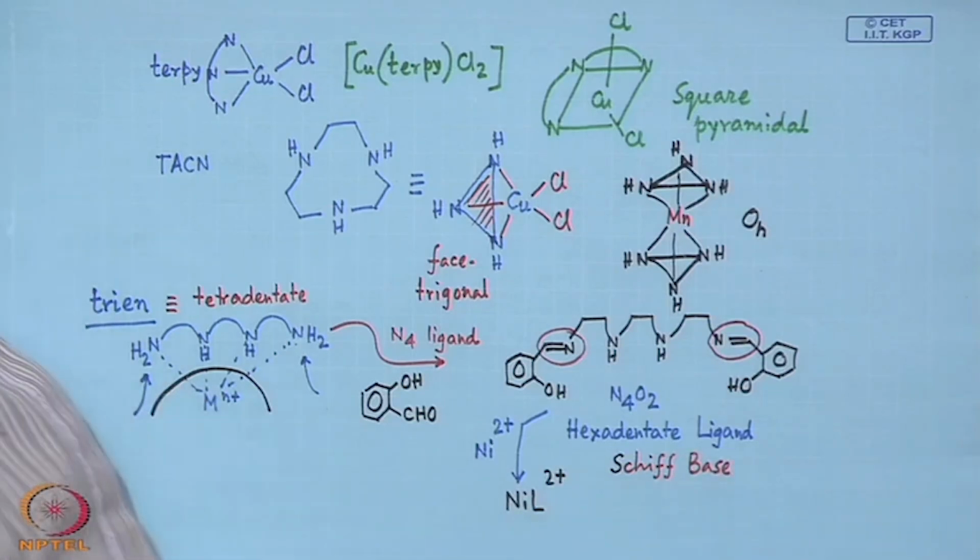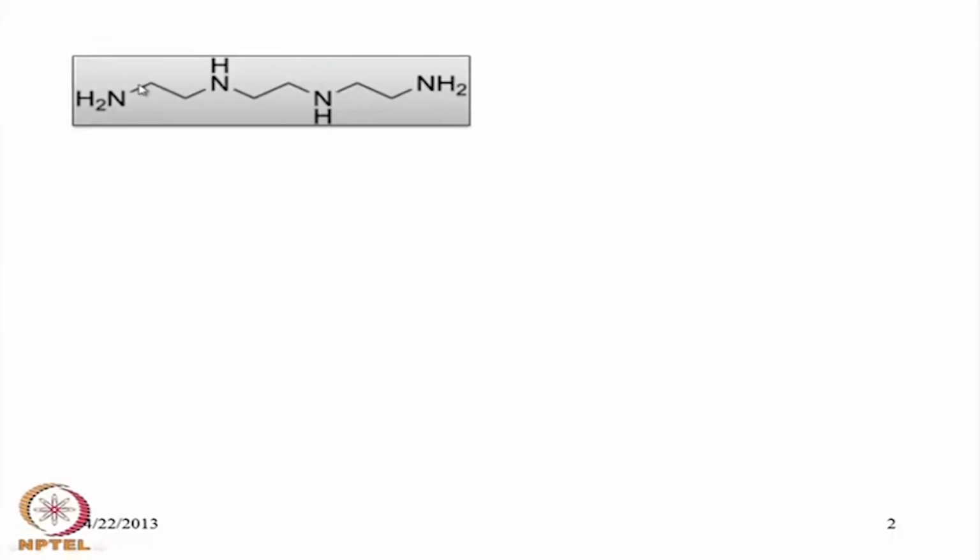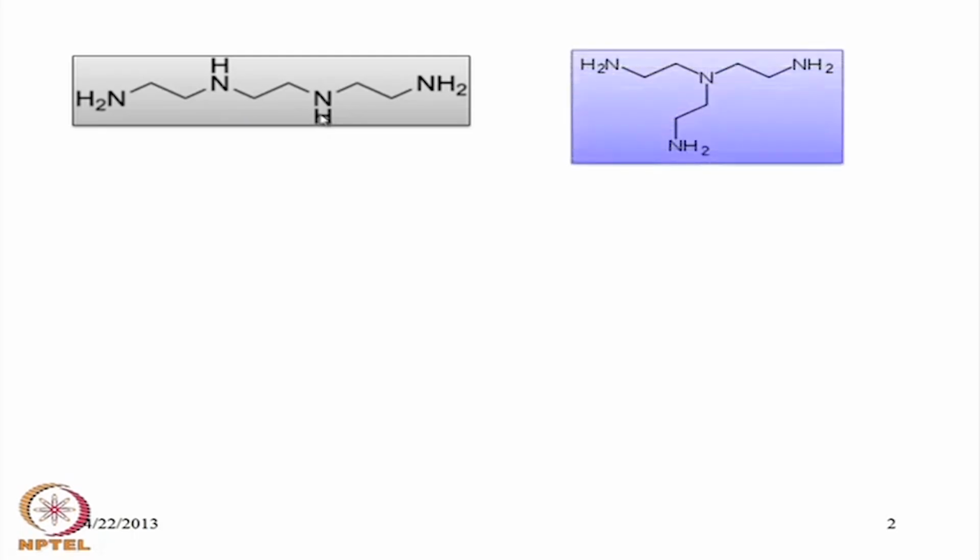So, this particular amine, that means triethylene tetramine, is very useful when it is in the pure form, or when it is condensing with some other aldehydes like salicylaldehyde or pyridine 2 aldehyde also. When it is condensed with pyridine 2 aldehyde, it can give us a similar type of Schiff base ligand, but the donor atoms all will be nitrogen. So, it would be an N6 ligand binding to any octahedral metal ion.